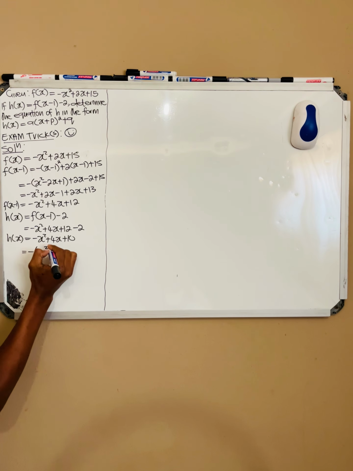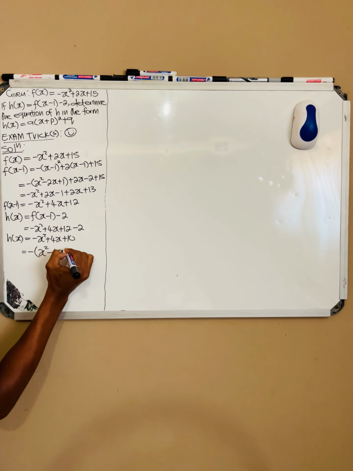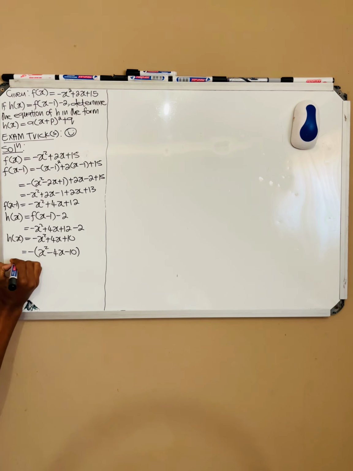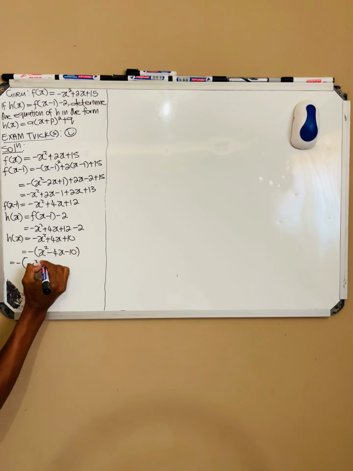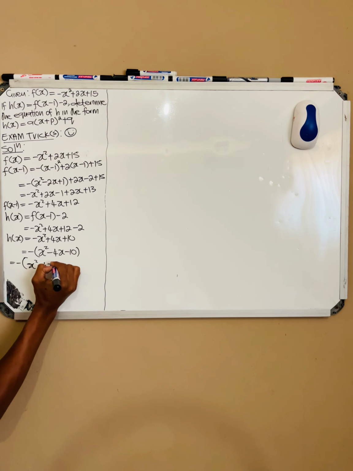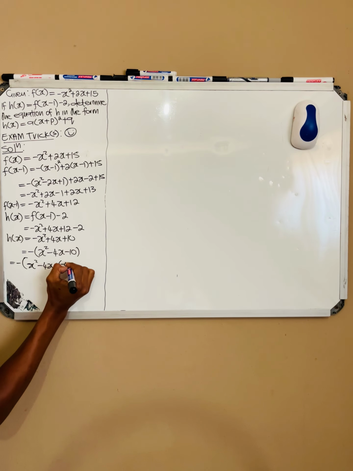So we'll have x squared, then minus 4x, then minus 10. This is the same as minus into. Then the second step: you add and subtract the coefficient of b, all squared, multiplied by half. So I'm going to have x squared minus 4x plus (minus 4 multiplied by half) all squared.